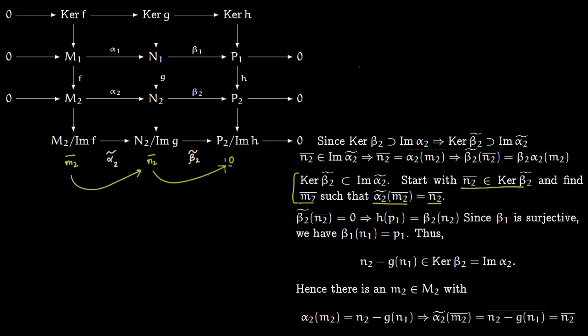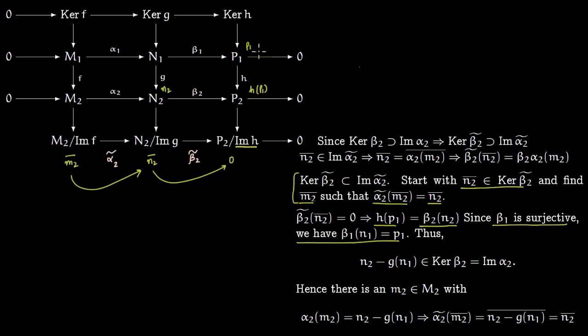So notice that if n2 bar gets mapped to 0, that means there is some element in the image of h in which it lies. More formally, this n2 bar comes from n2 here, and here you have to modulo out with the image of h. So this n2 has to get mapped to some h of p1 right here, where this p1 comes from here. So we are saying h of p1 is beta 2 n2. That is, h of p1 comes from n2 after you apply this map beta 2 to it.